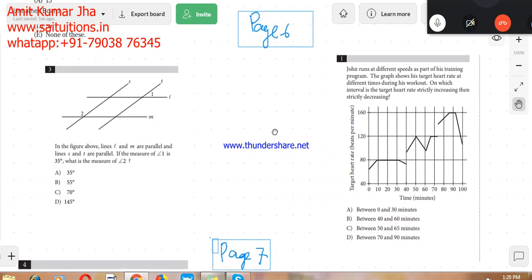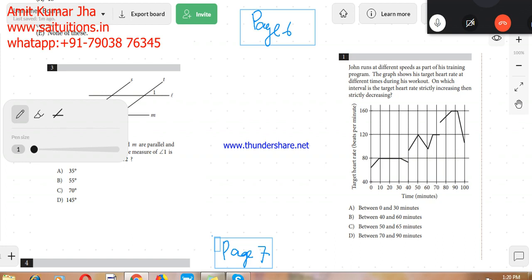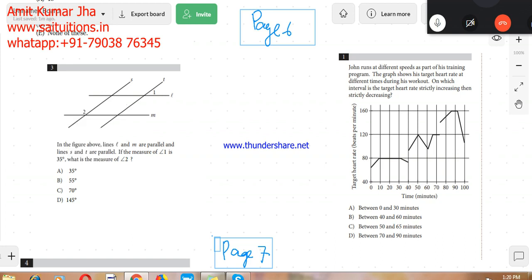This is also equally easy. Students are scared about the graph questions. I wonder why they are, because they are really pretty easy questions. Now the question is asking you, John runs at different speeds as a part of his training program. The graph shows his target heart rate at different times during his workout. On which interval is the target heart rate strictly increasing, then strictly decreasing?